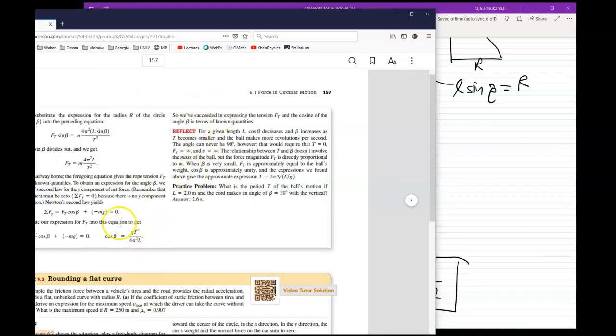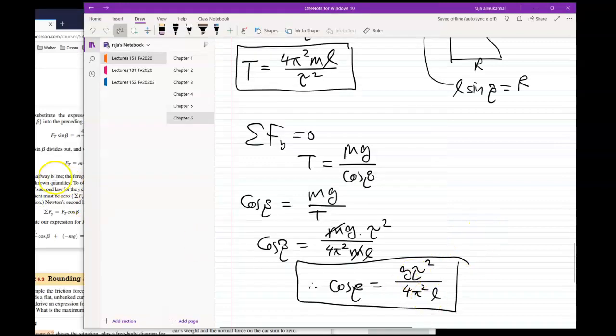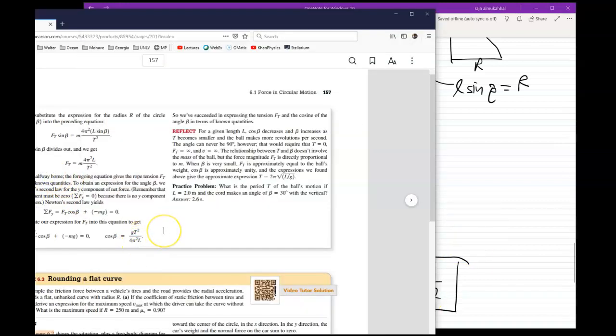There we go, right there. g tau squared over 4 pi squared L. Okay? That's basically what he's looking for. All right, good. The next problem that I want to do is example 6.3.